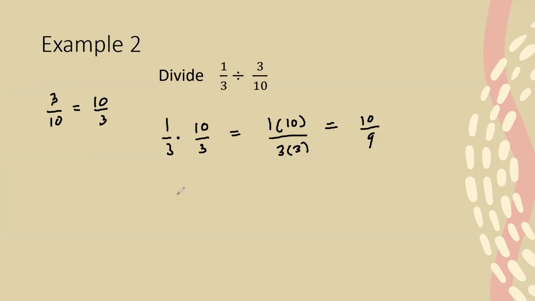Or if we were to be given something like this, we would write 1/3 times 10/3. We would essentially flip this or write the reciprocal and multiply the first fraction. So we'd also get 10/9. Okay, so let's continue to our next example.